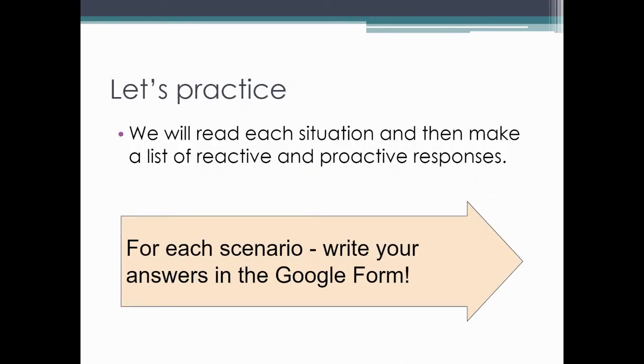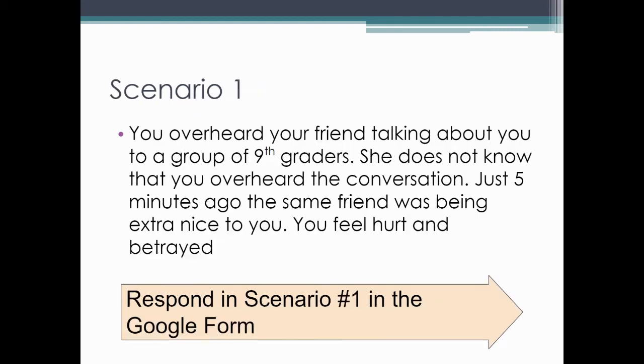So in this scenario, we're going to practice writing and coming up with lists of reactive and proactive solutions, responses to different situations. For each one of these scenarios, you're going to write your answers in the Google form, so you can click into the next section, which is going to be the scenarios. For each one, it's going to ask you to write a reactive set of solutions and a proactive set of solutions, and then you're going to check the box and move on to the next scenario. So for scenario number one, you're going to respond to the scenario number one questions in the form.